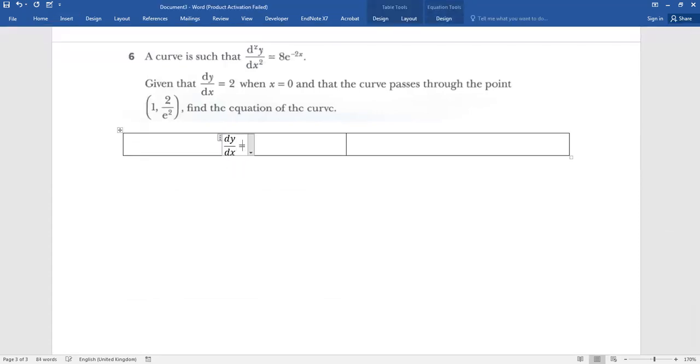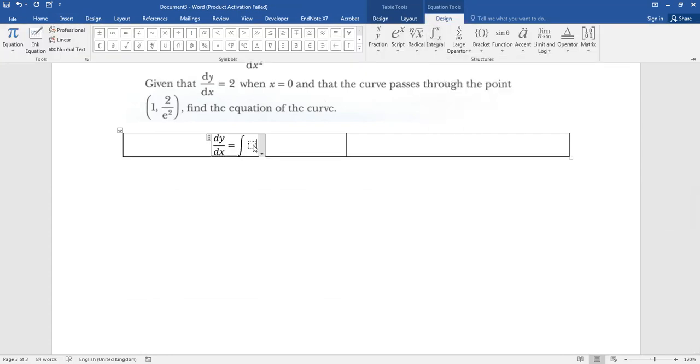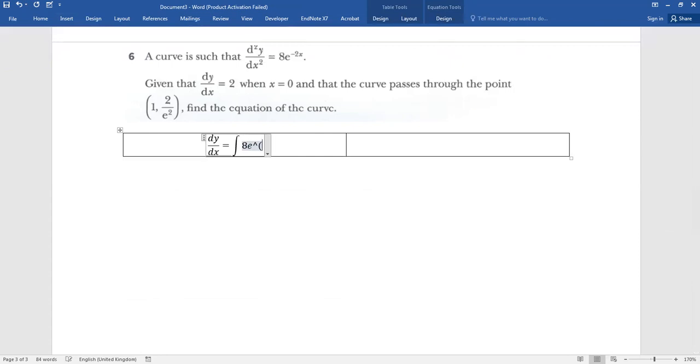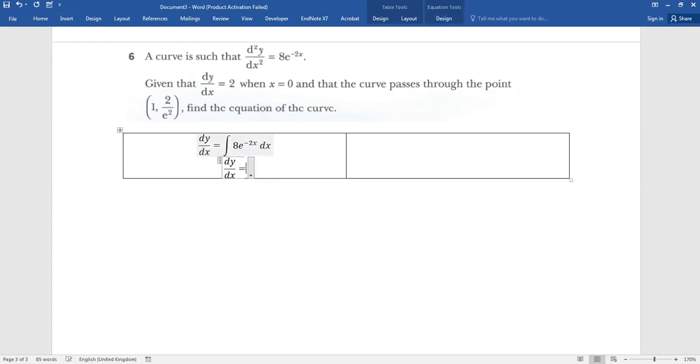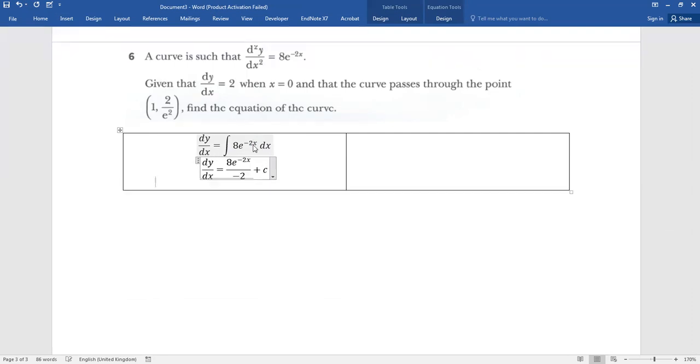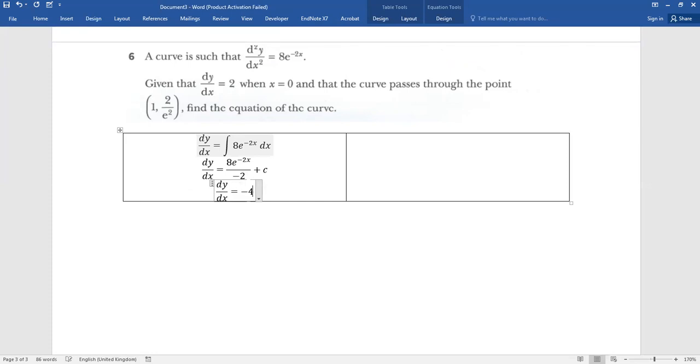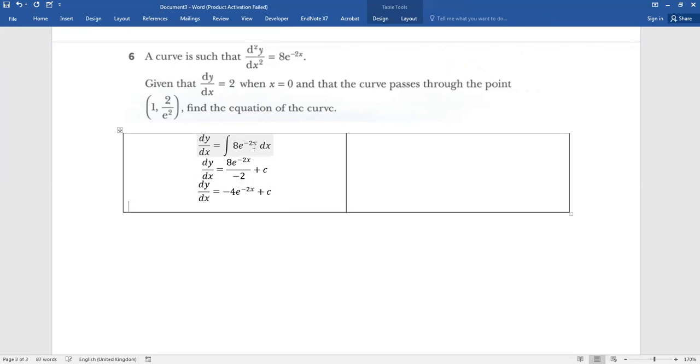I'll get dy by dx once I integrate this entire thing with respect to x. Is this right? So let's integrate it. What will we get? 8e to the power negative 2x divided by negative 2 plus c. Is this what you're getting? Yes, sir.